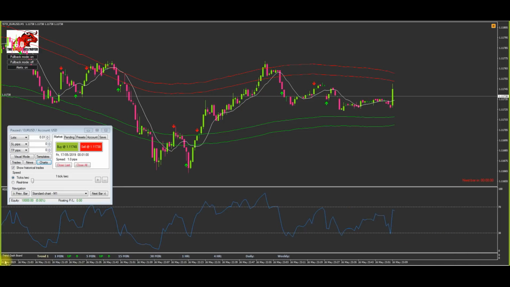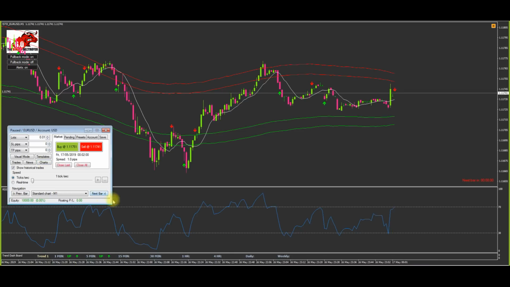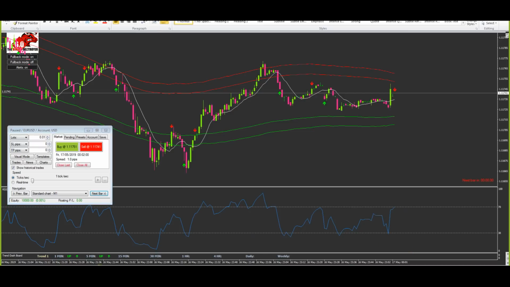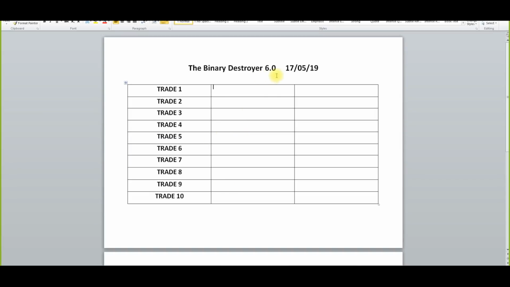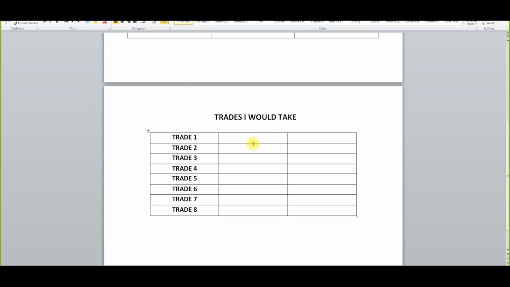If you see in the bottom left corner, it says 16th of May 2019, and the time here is 23:59. So if I click next bar now, we go into Friday the 17th. I will document all the trades here. Every time the Binary Destroyer decides we've got a trade that meets the rules, I will write them all down here, wins and losses. And then I will go over the trades that I would take using price action, if it was my money on the table.